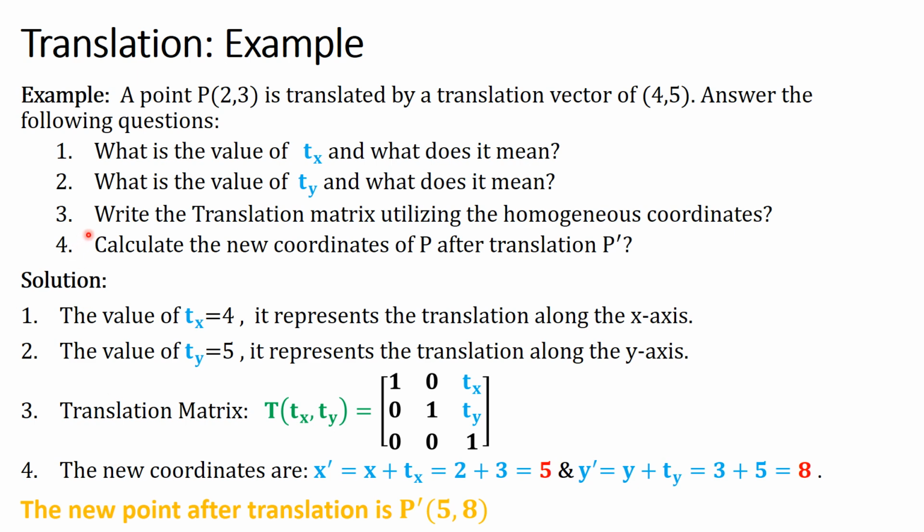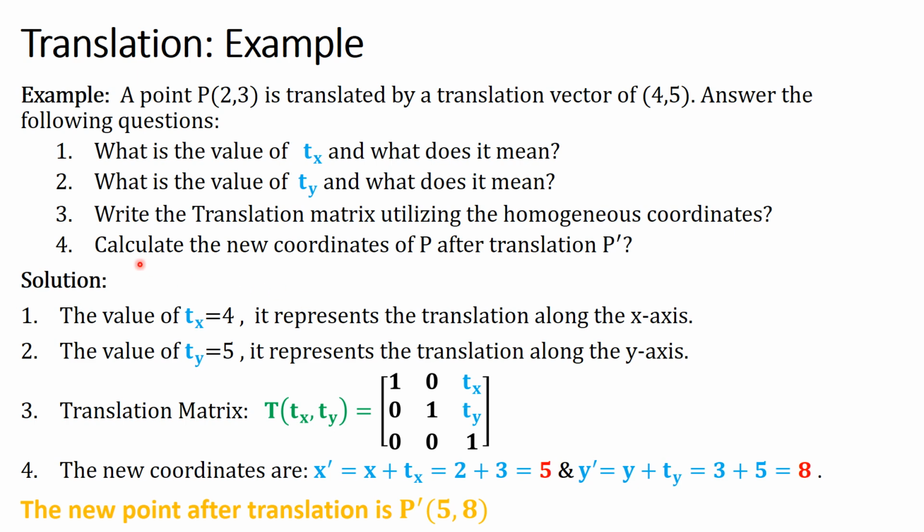Question 3: write the translation matrix utilizing the homogeneous coordinates. We said it is T of tx and ty equals 1, 0, tx, 0, 1, ty, 0, 0, 1. Along the main diagonal you have 1, 1, 1; in the lower triangle below the main diagonal there are zeros; in the upper triangle here is 0, here you put the value of tx and here the value of ty.